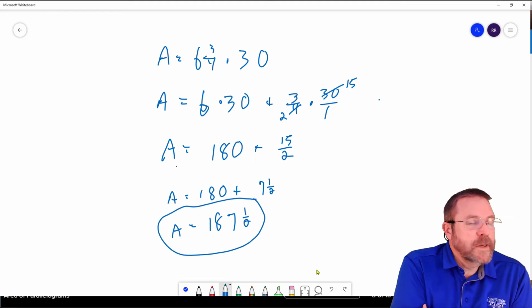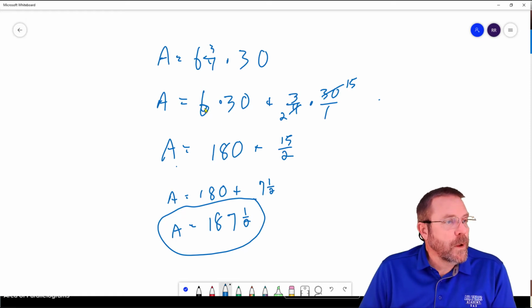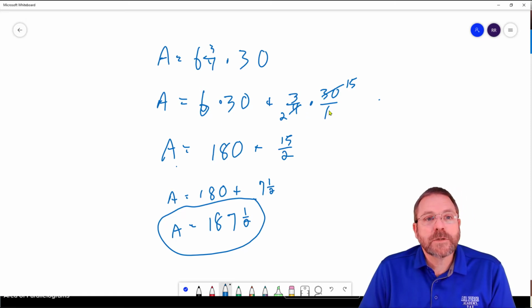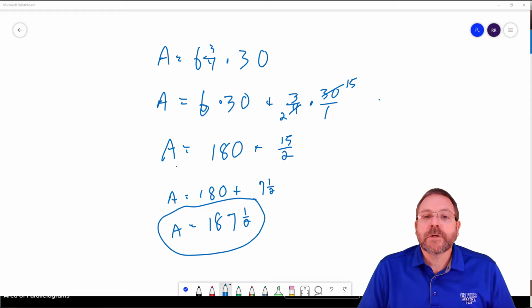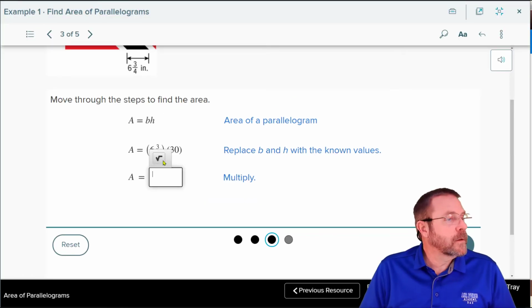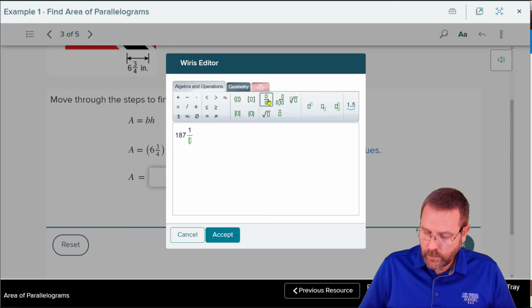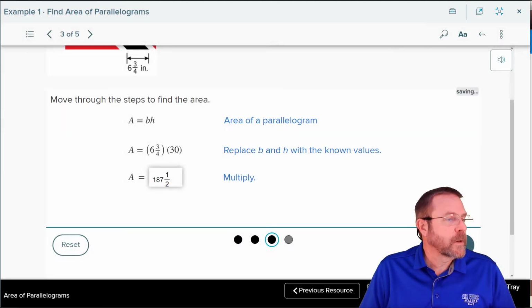Now that's a good, easy way that you can multiply a whole number times a fraction without converting that fraction into an improper fraction. So we're going to type in our answer, which is 187 fraction 1/2, accept, and check.